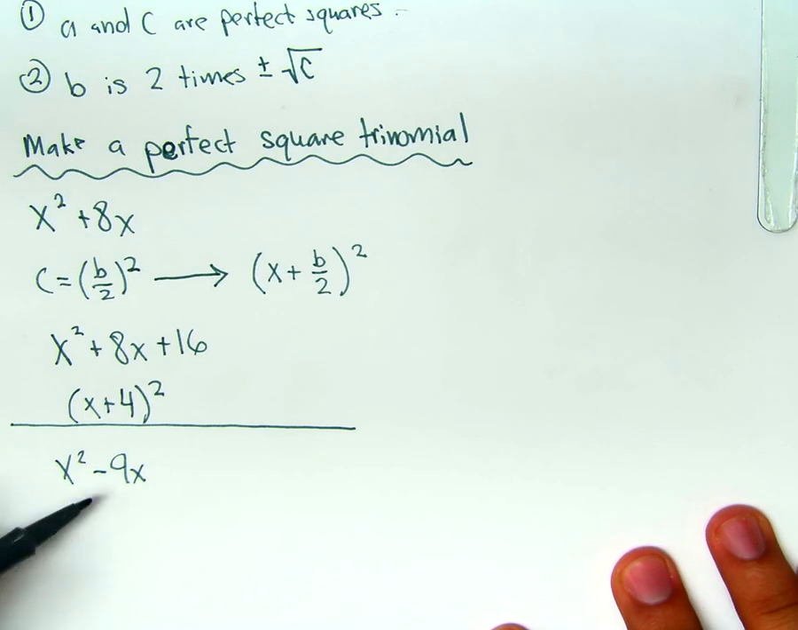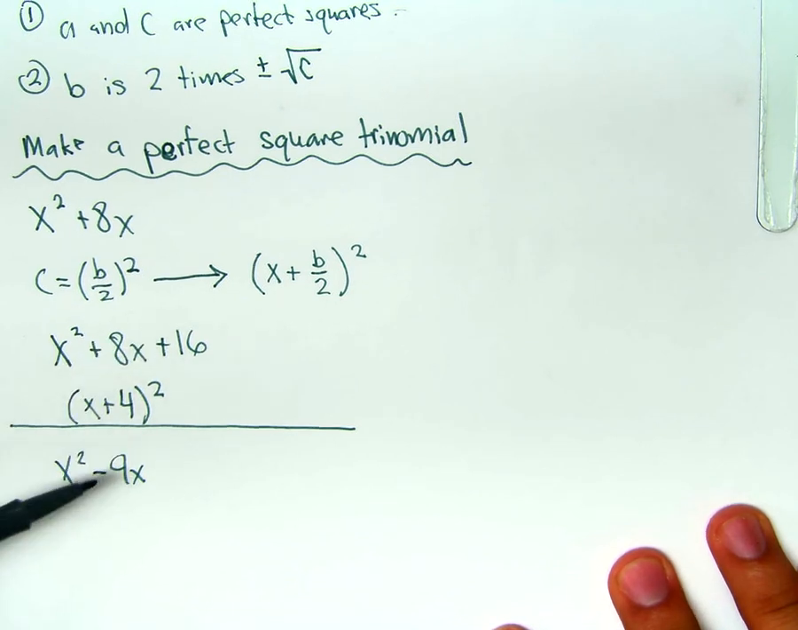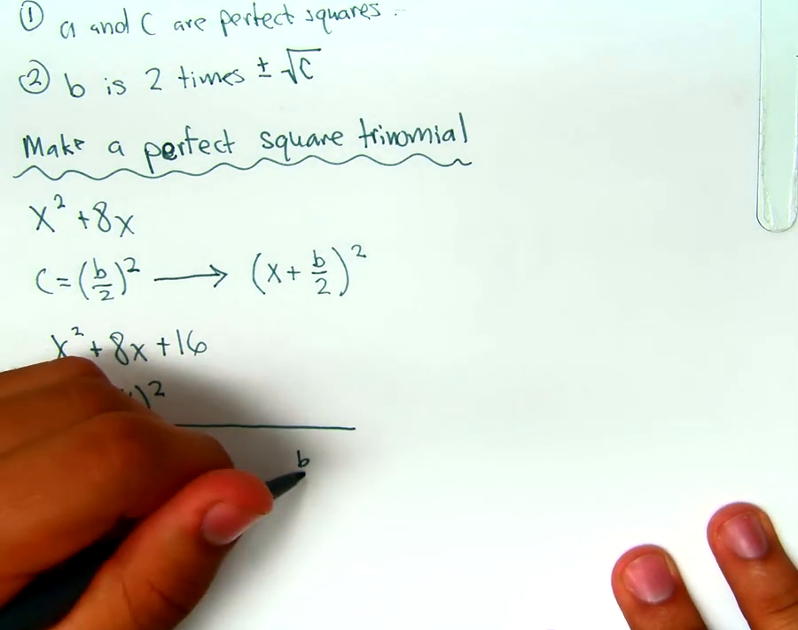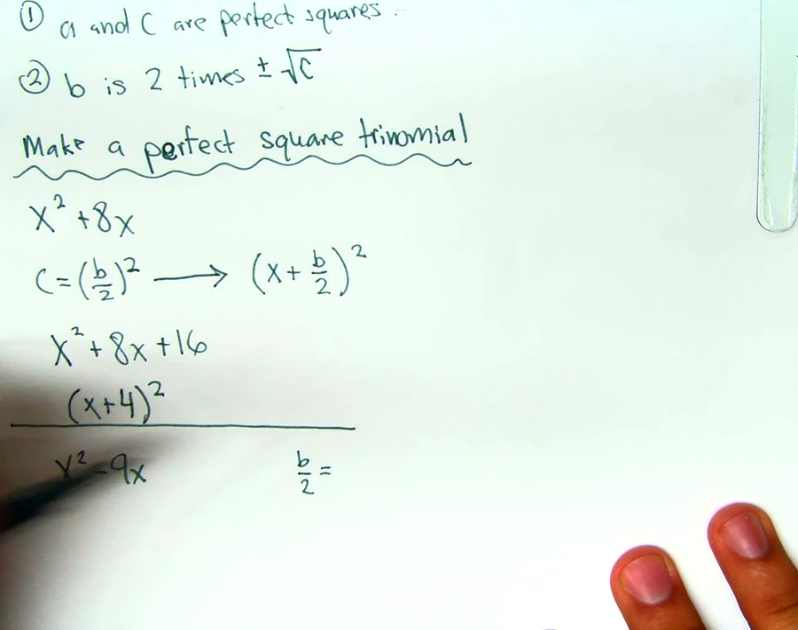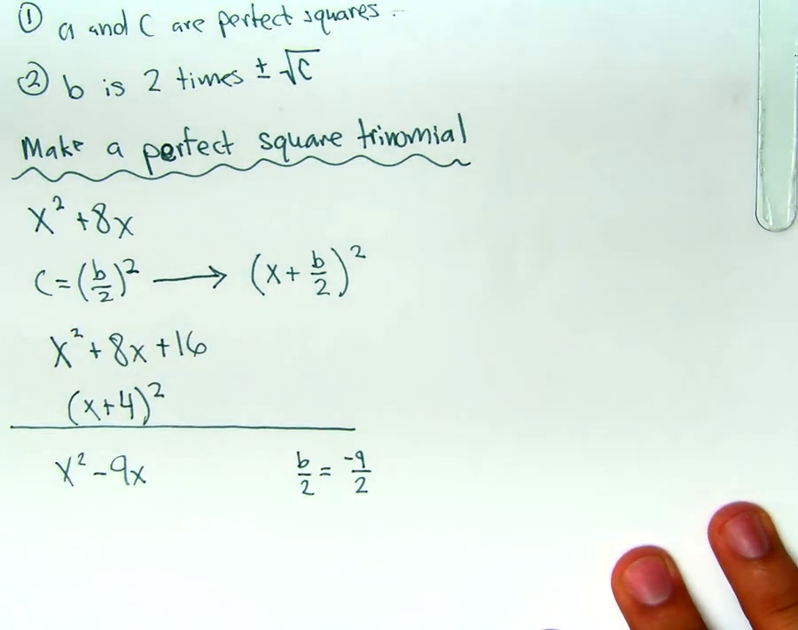Okay, so 9 divided by 2 is going to be a fraction or a decimal. It's not going to be a nice number like 8, since 9 is odd. So when that happens, what I always do is, if it's not a nice number, I write my b over 2 here. So our b is negative 9. So my b over 2 is negative 9 over 2.